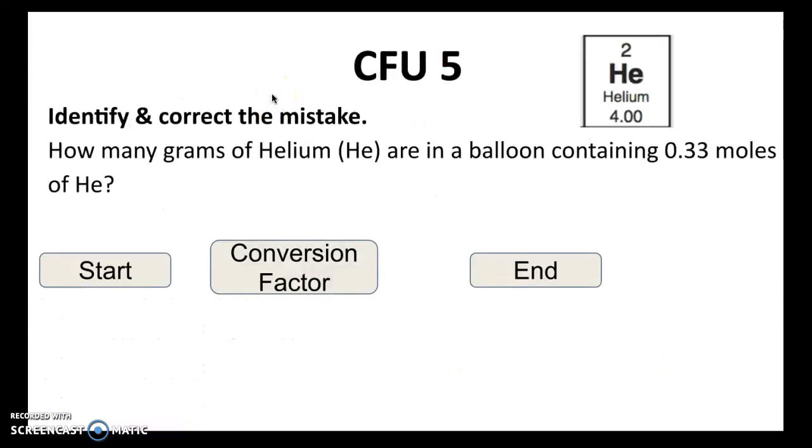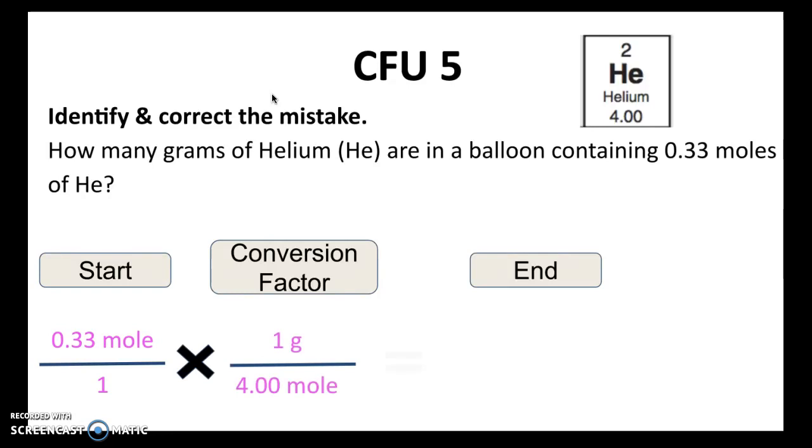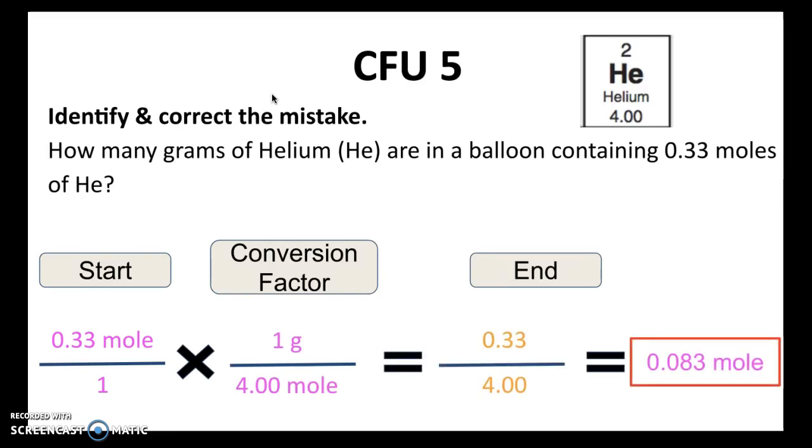All right, last CFU. It asks you to identify and correct the mistake, and I'll show you the work in a moment. Let's read the question first. How many grams of helium are in a balloon containing 0.33 moles of helium? All right, so here's the work here: start, conversion factor, and end. Identify what the mistake is and then correct it. Pause the video now. When you press play again, the answer will be revealed.